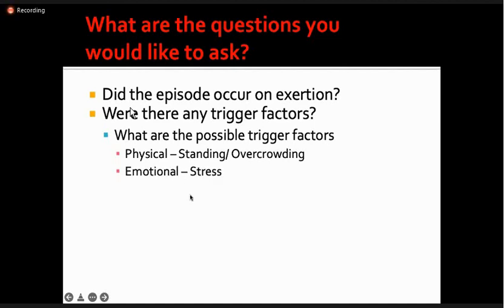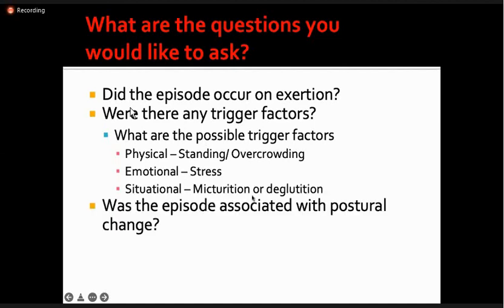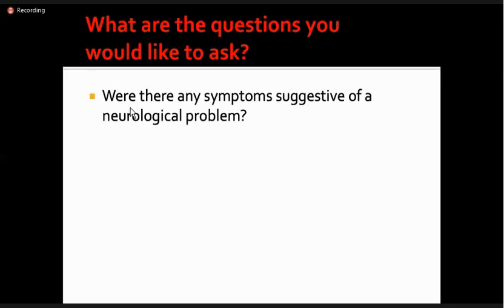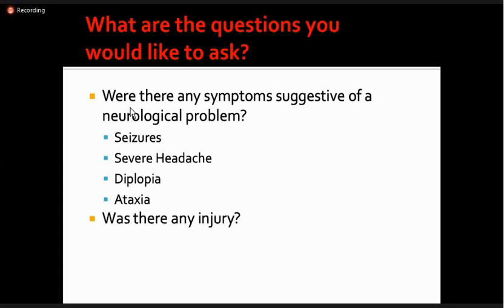Then, of course, we ask about the other things. That is, in addition to the cardiac trigger factors, things like standing in a crowd, overcrowding. These are all triggers for vasovagal syncope, stress. Then, like we discussed, situational things like swallowing or passing urine. And we ask about postural change associated with the syncope. Chest pain and palpitation, we have already mentioned. Neurological problems like seizures, headaches, some visual issues, ataxia.